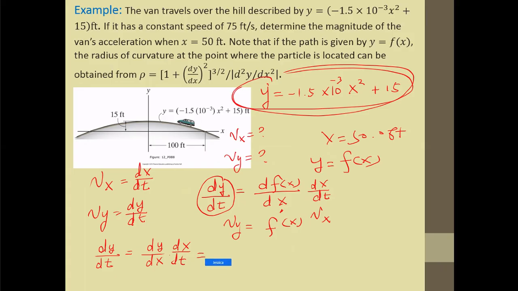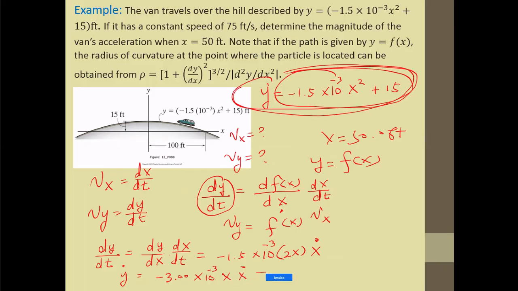Okay, take a derivative. What is it? The coefficient is negative 1.5 times 10 to the negative 3. The derivative of x squared with respect to x is 2x. Now dx over dt is the velocity x component we used to call x dot. So y dot equals 2 times negative 1.5 times 10 to the negative 3 times x times x dot.